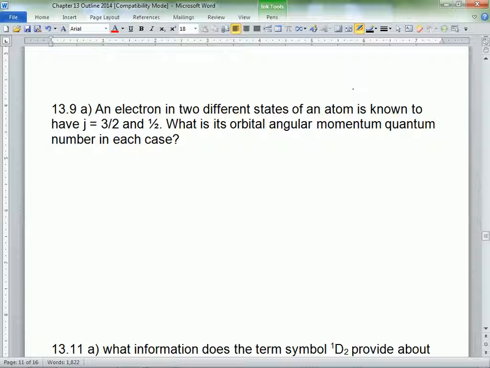An electron in different states of an atom is known to have J equal to 3 halves and a half. What is the orbital angular momentum quantum number in each case? If the total angular momentum quantum number is 3 halves and a half, what does little l have to be? How'd they get these J's in the first place? You're adding the S and the L. The total has to be this, and the difference has to be a half. So little l has to be 1, because s is fixed.